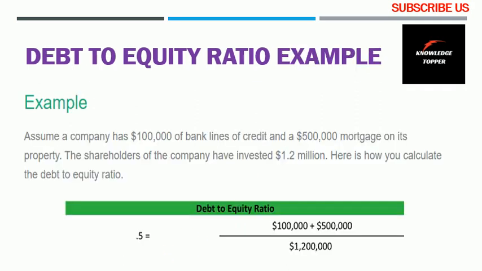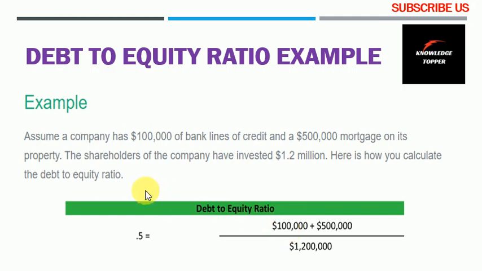Now we will quickly jump to the example that I prepared for you guys to make our understanding of the debt to equity ratio clearer. Assume a company has $1 lakh of bank lines of credit and $5 lakh of mortgage on its property. The shareholders of the company have invested $1.2 million. Here's how you can calculate the debt to equity ratio.